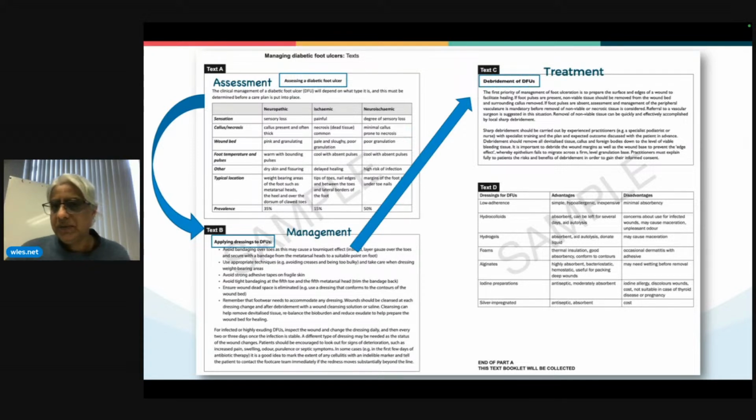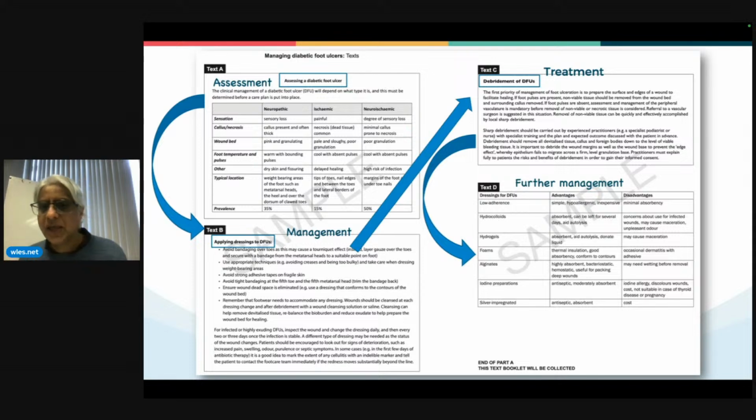It then goes on to debridement. So we're talking about treatment. And you can see in the table at the end, if you just skim read this, it's different types of dressings, kind of after the treatment, further management. So you can see that the four texts are all in a logical order. And if you can identify very quickly what these four texts are about, it will help you when you do that matching task.